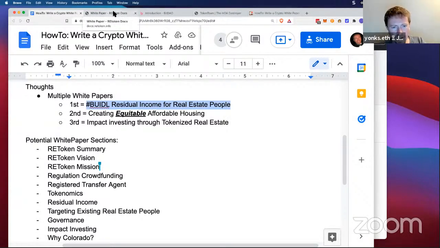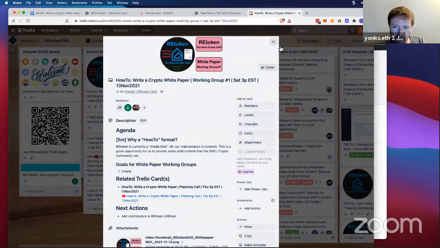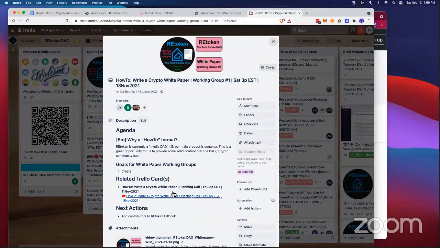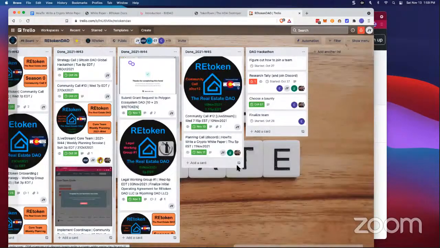My thoughts again on the white paper title is, it's going to be a REtoken white paper. Looking at some of the others, I think I would just be happy if we just have REtoken: blah blah blah build whatever, and then I'd be happy.